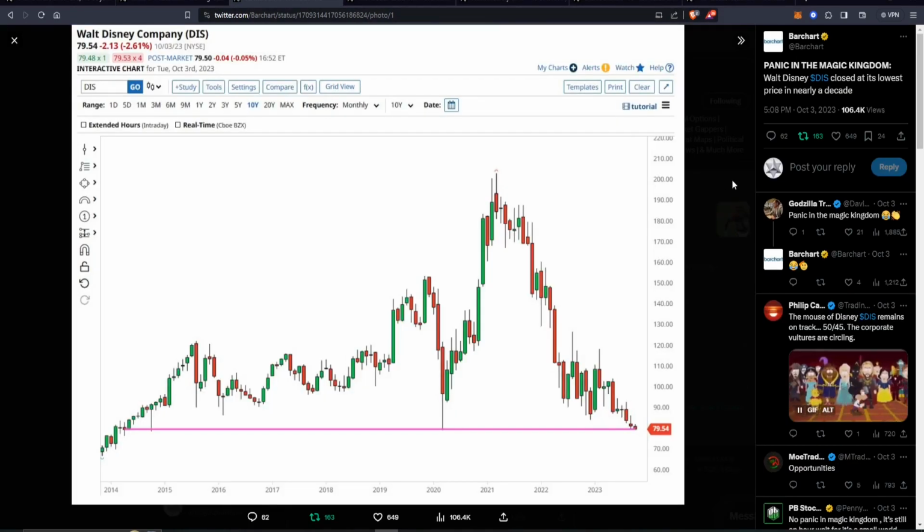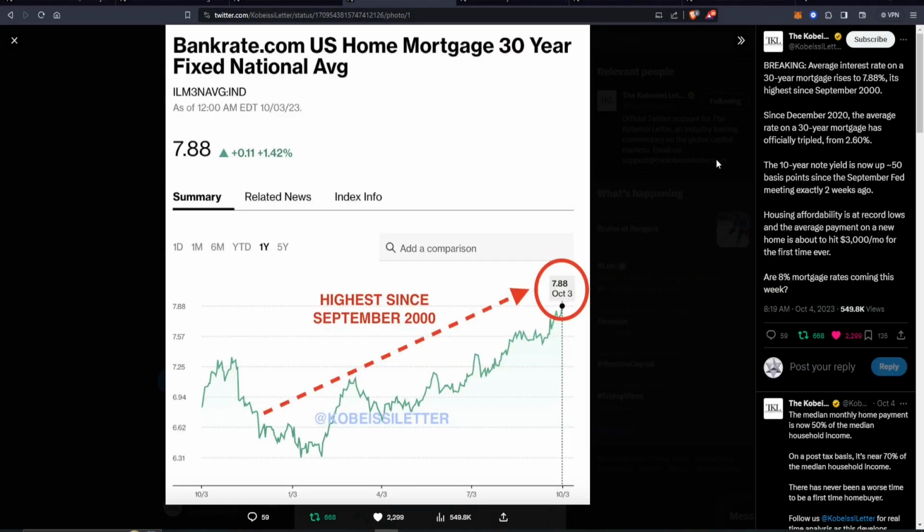Here we have a chart showing Walt Disney's stock price, as you see down here, at its lowest levels in nearly a decade. We also had the average interest rate on a 30-year mortgage rising to 7.88%, which is the highest level since September of 2000. Since December of 2020, the average rate on a 30-year mortgage has officially tripled from 2.6%. The 10-year note yield is now up 50 basis points since the September Fed meeting exactly 2 weeks ago. Housing affordability is at record lows, and the average payment on a new home is about to hit $3,000 a month for the first time ever.